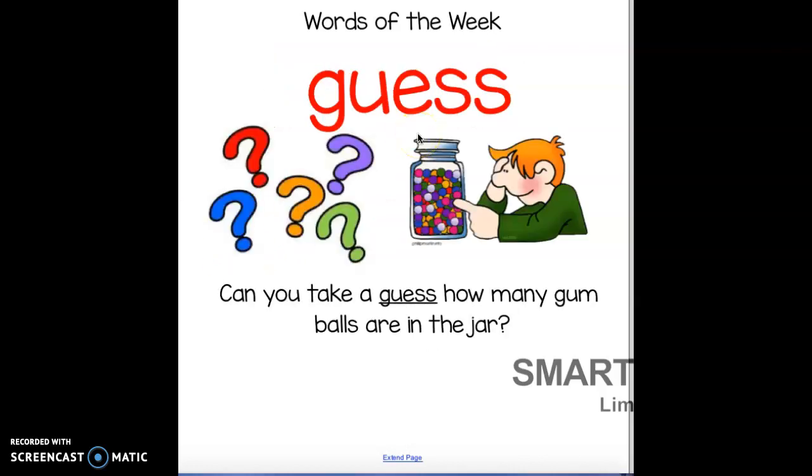Second word is guess. Fingers up. Guess. G-U-E-S-S. Guess. Again, guess. G-U-E-S-S. Guess. Eyes closed. Guess. G-U-E-S-S. Can you take a guess how many gumballs are in the jar?